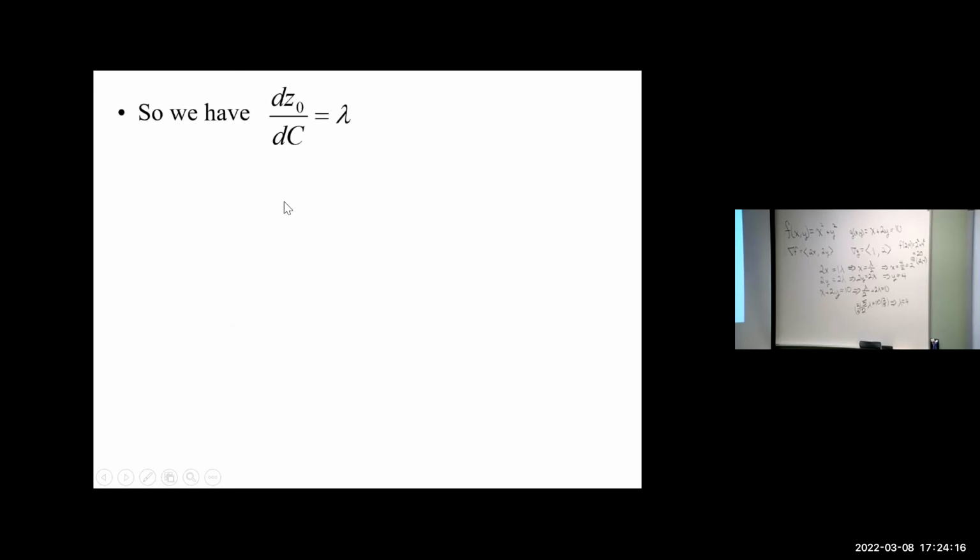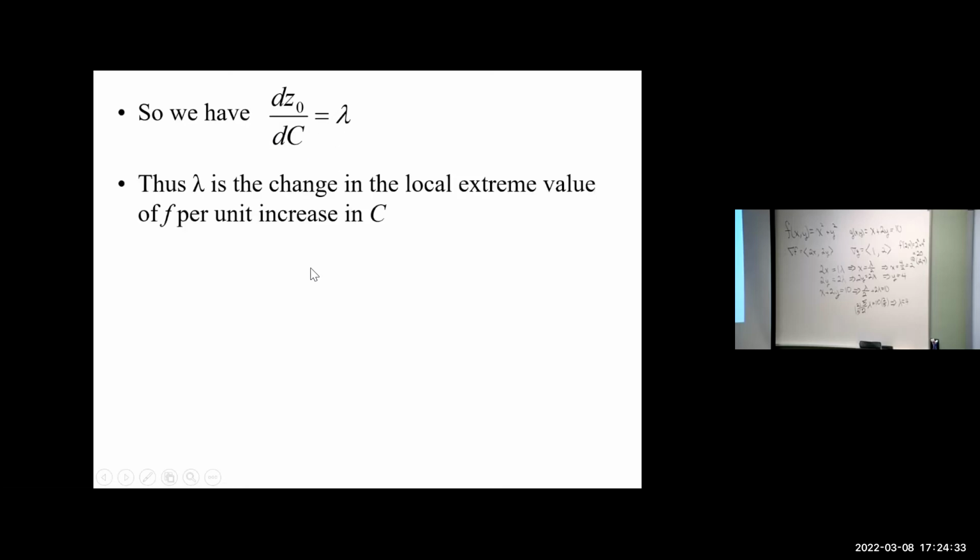You do not need to derive it. This is what I want you to know. Remember what z0 was. It was the optimal value. So this is saying the change in optimal value with respect to a change in constraint is equal to lambda. All right. So lambda is an instantaneous rate of change.